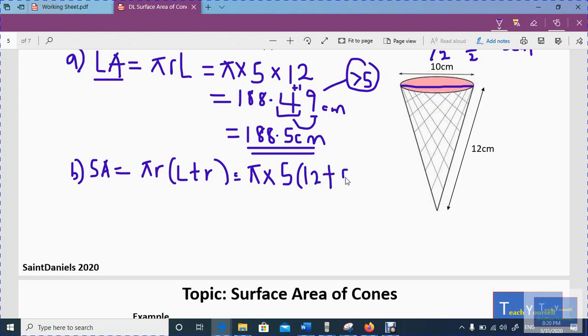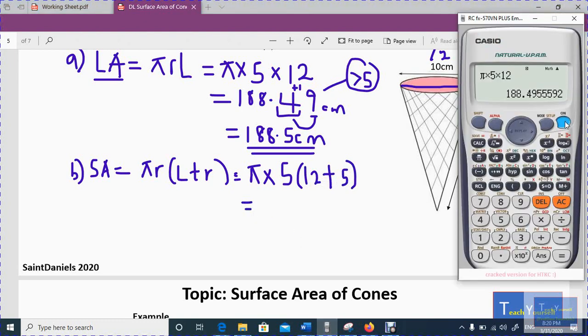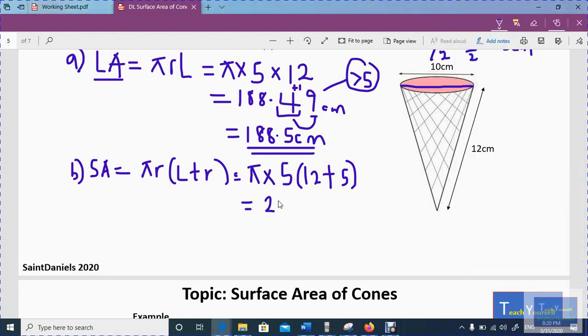plus the radius 5. And this gives, using your calculator, pi times 5 into bracket 12 plus 5, which gives 85 pi. This is your answer in terms of pi, okay? But in terms of decimal, you have 267.0 centimeter squared. I beg your pardon, this is squared. It's as simple as that.